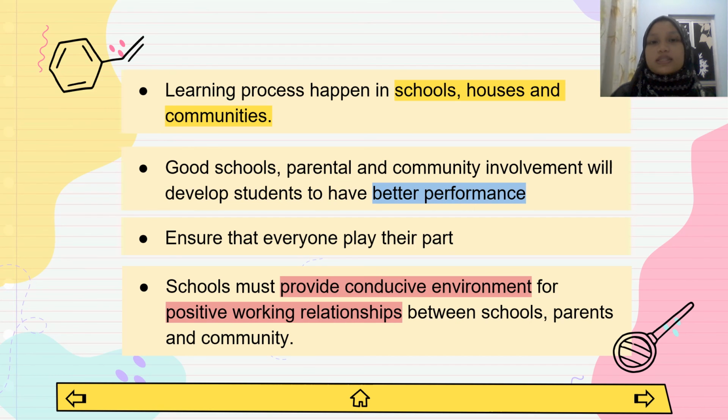And the third one is to ensure that everyone plays their part. So not only teachers are responsible for the students to achieve academic achievement, but the parents and the community also must play their part. And the last one, schools must provide a conducive environment for positive working relationships between schools, parents, and community.